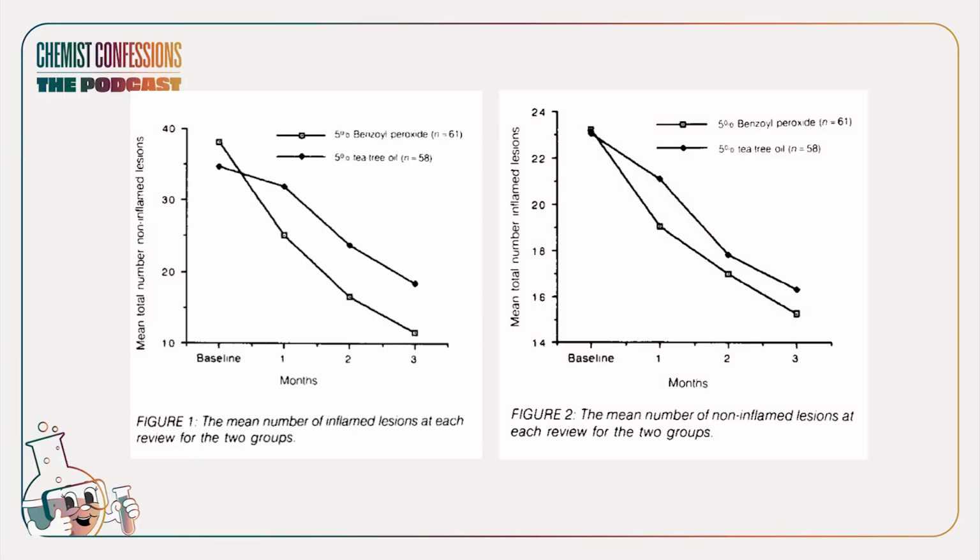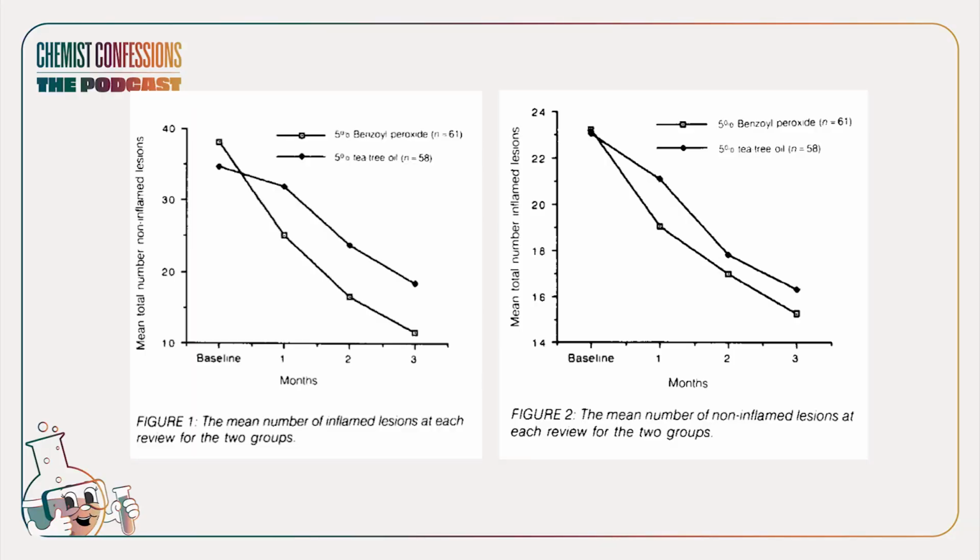We'll put the results up. You might have to squint to see because the dots are tiny. But generally speaking, the BPO group did work better on both inflammatory and non-inflammatory lesions. But the tea tree oil group did show the same trend. So it does work for both inflammatory and non-inflammatory lesions, just not to the same degree as 5% BPO.